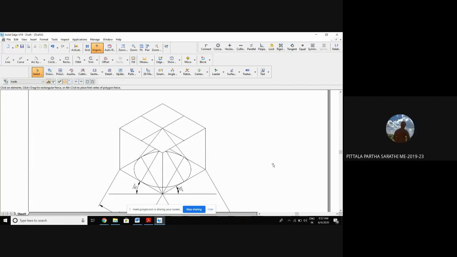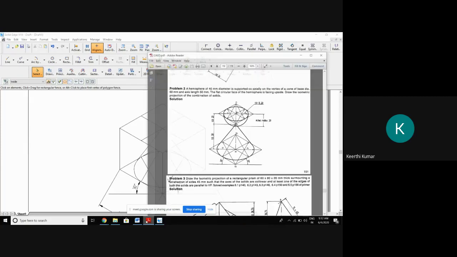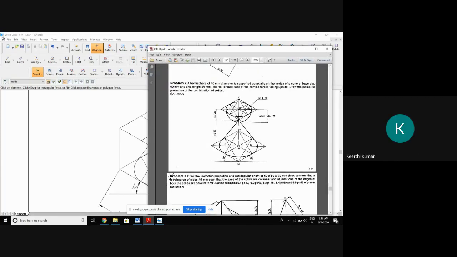Hello? Yes, sir. Okay. Above it, what is required above this cone? We'll go for the problem. Above this cone, a hemisphere. We want a hemisphere of 40 mm diameter supported coaxially on the vertex of the cone. We want a hemisphere, so forget about the cone now. There is no cone at all. You assume there is a hemisphere.